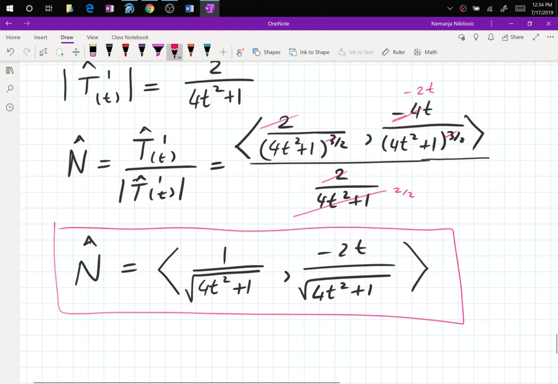When you square the second one, this becomes 4t squared, and you kill the root. So you have 4t squared plus 1 divided by the common denominator of 4t squared plus 1. They cancel completely down to 1, so we know it's good.